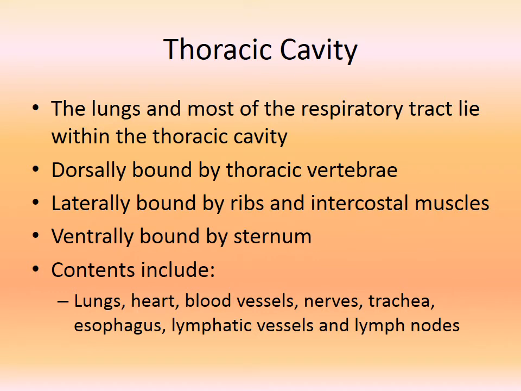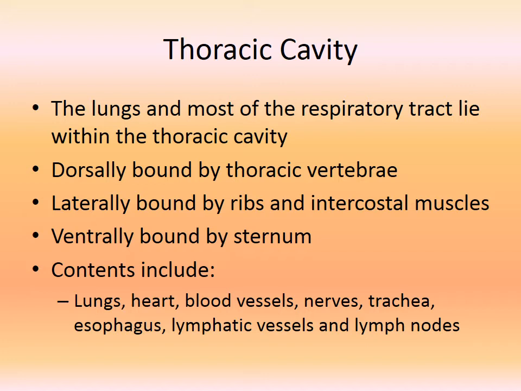The lungs and most of the respiratory tract lie within the thoracic cavity, because keep in mind the trachea leads up into your throat as well, right? So part of your trachea goes down into your thoracic cavity. The dorsal part of your thoracic cavity is bound by the thoracic vertebrae. The lateral part, so the sides of your chest, are bound by ribs and intercostal muscles. In between these ribs, there's musculature, and those are called intercostal muscles. And then the ventral aspect of your thoracic cavity is bound by the sternum.